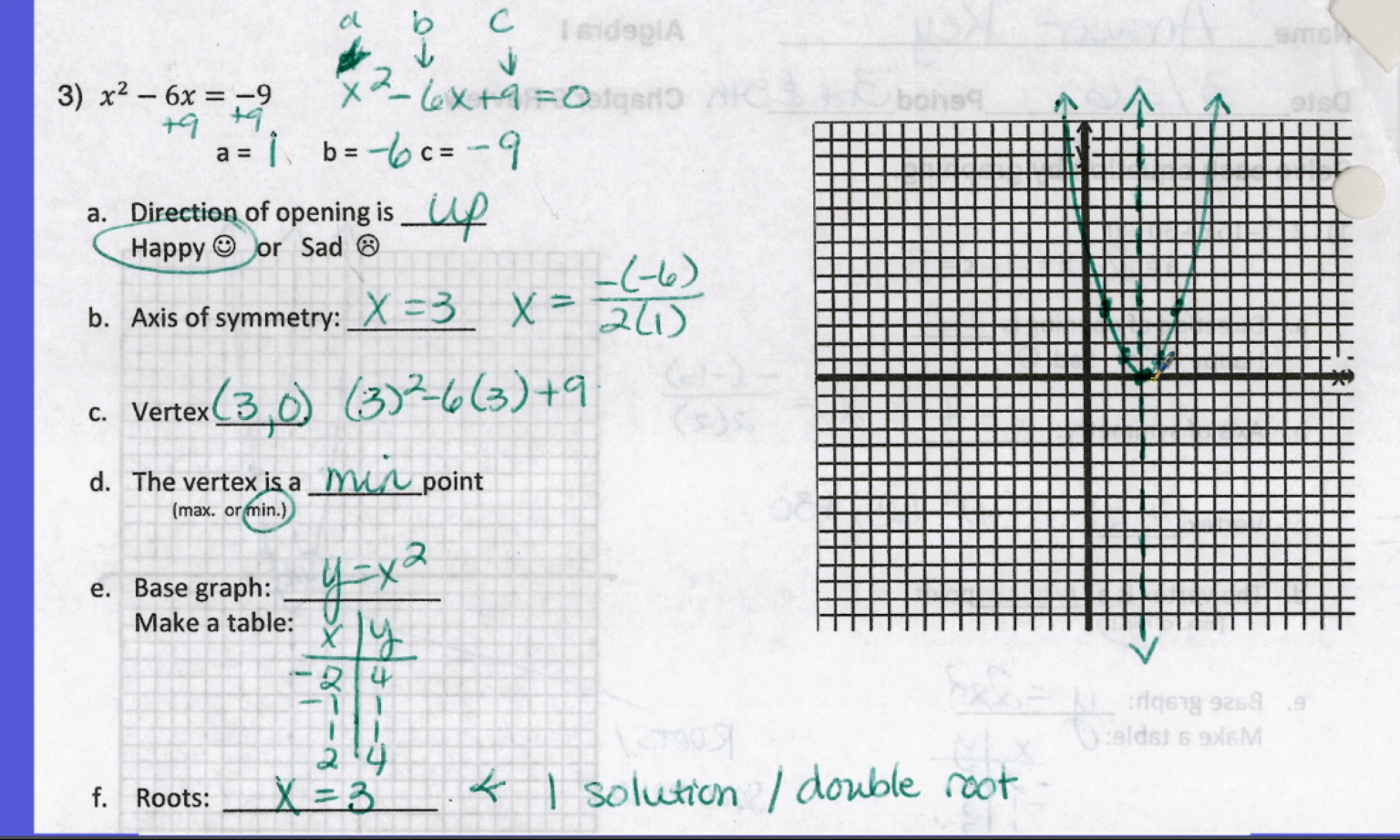So I graph my vertex, then I did my axis of symmetry. It goes straight through that vertex. Go left 2 up 4, left 1 up 1, right 1 up 1, right 2 up 4. Again, these should be equidistant from the axis of symmetry here. And then it is only touching the x-axis in one spot here, so we get x equals 3. So there's one solution, and we also call that a double root.